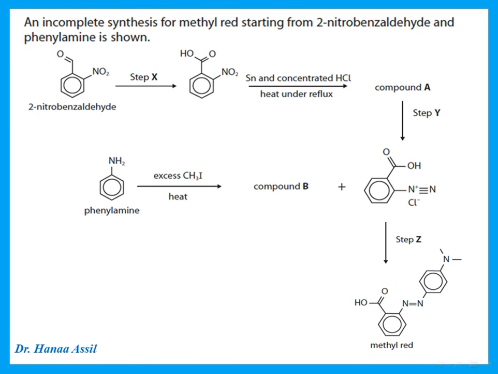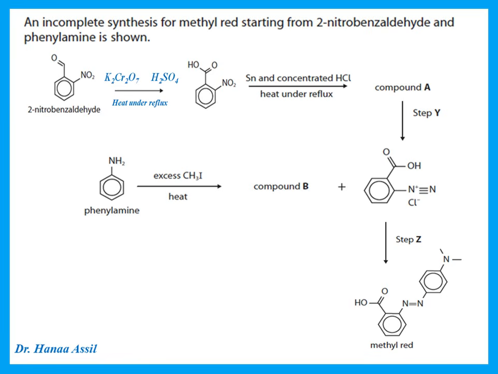Okay, from the nitrobenzaldehyde, what can I do? I can change the benzaldehyde to acid. So he's telling me, this is something he gives me, he's changing the aldehyde first into acid. So what should we use? An oxidizing agent, of course, like acidified potassium dichromate, heat under reflux. This will give the acid instead of the aldehyde.